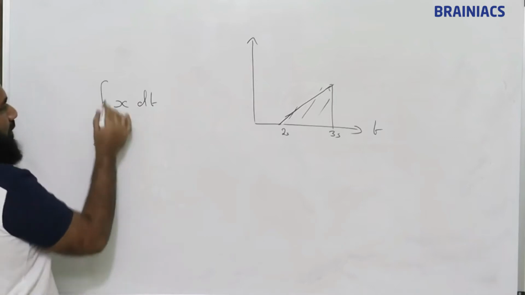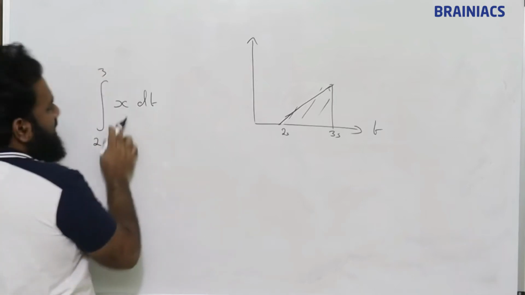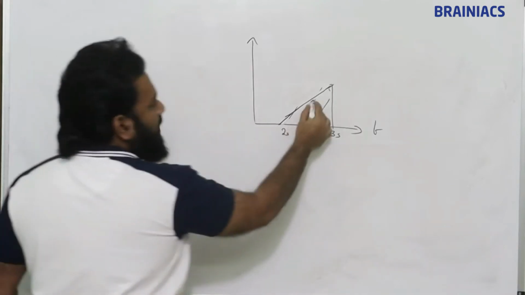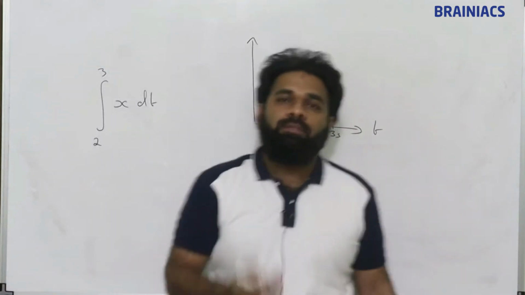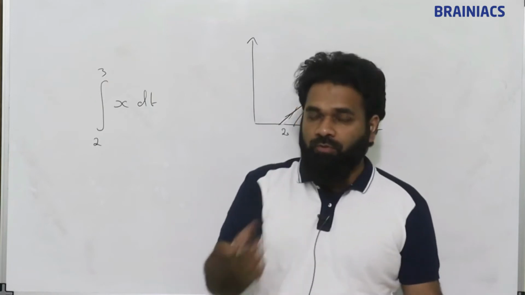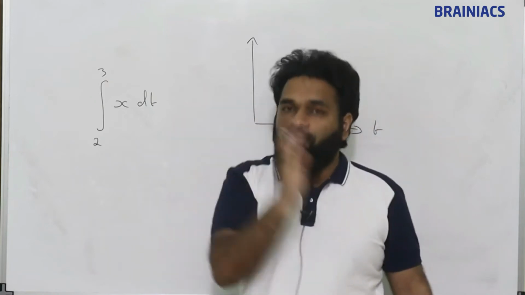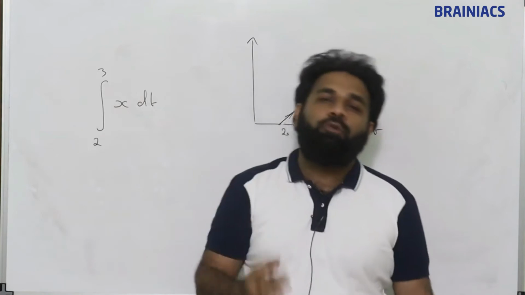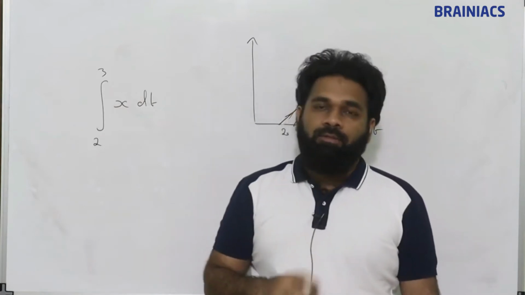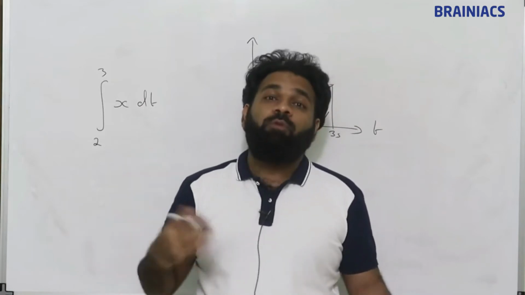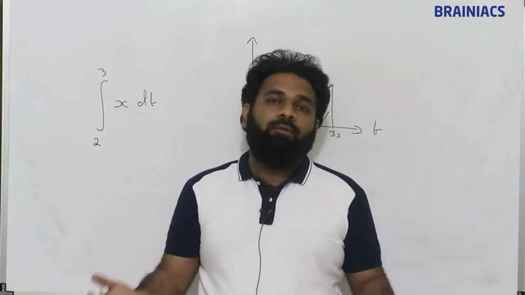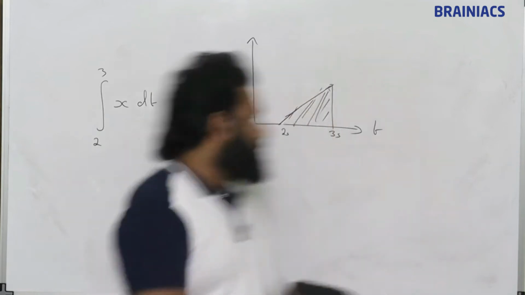If we put the limits 2 to 3, this integration formula will find me the area from 2 to 3. So likewise, I can put the limit, from which instant to which instant I should find the area. When we find area, we may be getting displacement also. Sometimes we will be getting velocity. Likewise, this can vary.